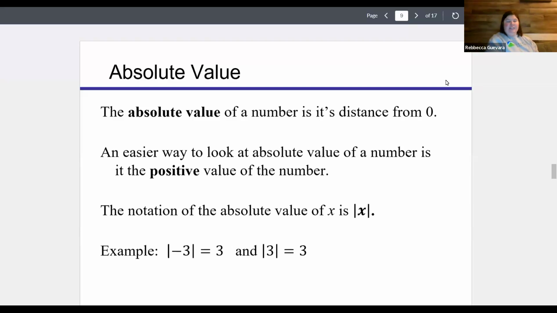All right. So now on to absolute value. We're going to do a little bit more absolute value later. This is just a brief overview. So absolute value, the definition usually that I hear from students is the absolute value of a number is its distance from zero.